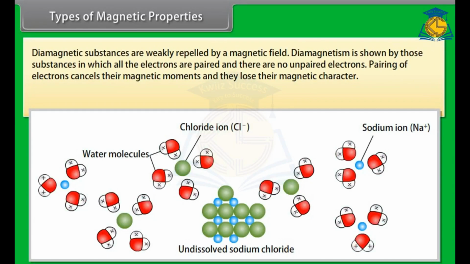Diamagnetic substances are weakly repelled by a magnetic field. Diamagnetism is shown by those substances in which all the electrons are paired and there are no unpaired electrons. Pairing of electrons cancels their magnetic moments and they lose their magnetic character. H2O, NaCl, and C6H6 are some examples of such substances.